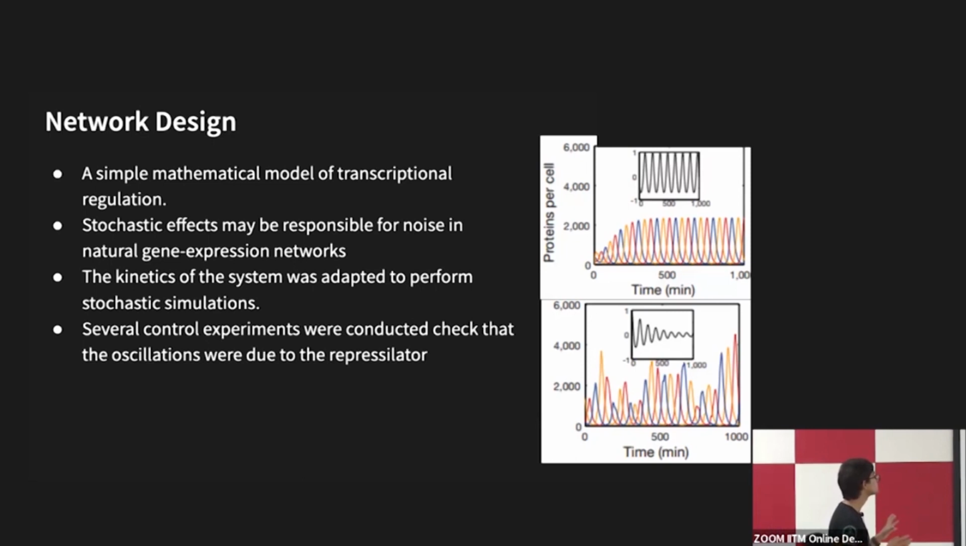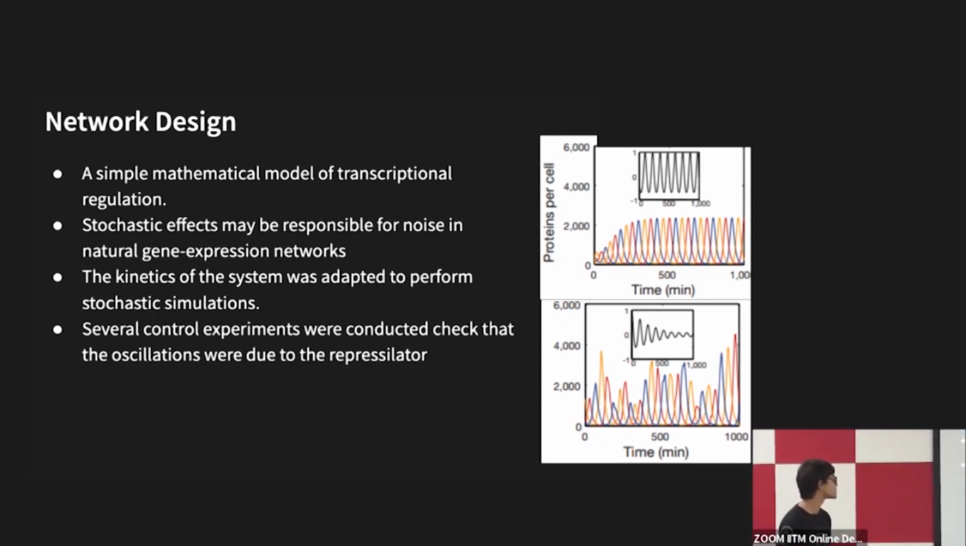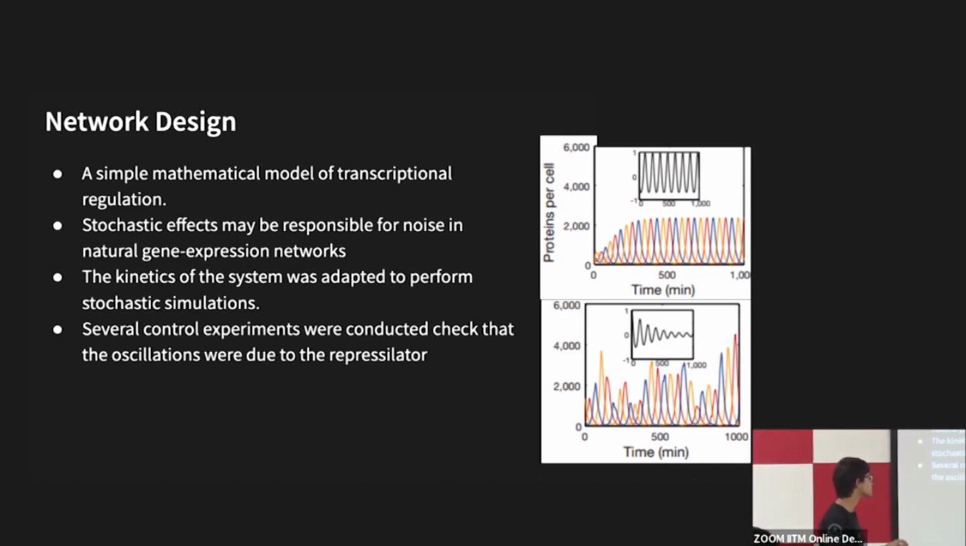So here you can see the two graphs that I've mentioned. The kinetics of the system was also modeled. In the graph above, the case without any stochastic simulations, you're getting complete uniform oscillations. But once you add stochastic simulations to this, you're getting variable amplitudes in the protein concentrations.